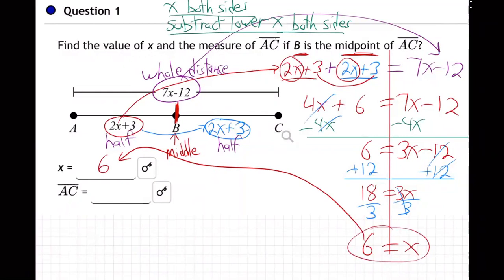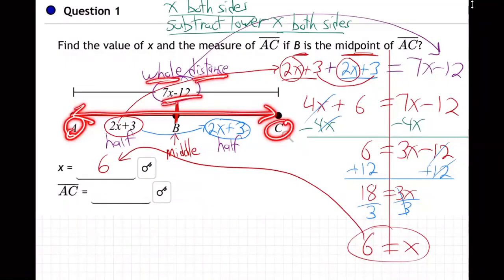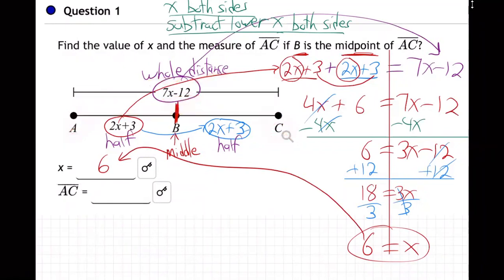But now we're not done. They also want us to find AC, which is this whole thing. AC, from A to C, the whole thing. Well, right here it says the whole distance is 7x minus 12, right? So then I just do that. The whole distance is 7x minus 12. So AC is 7x minus 12.